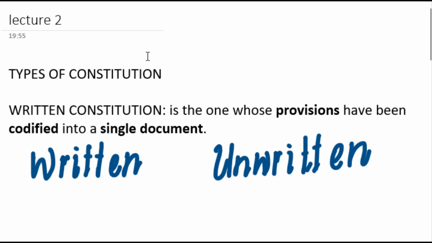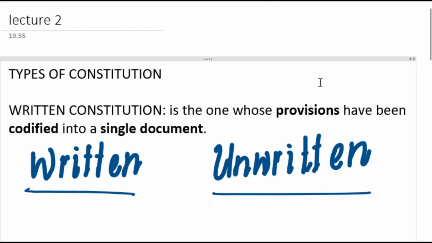Alright, so in this lecture, we are going to look at the two forms of the Constitution, namely the written Constitution and the unwritten Constitution. Now, when we say a written Constitution and an unwritten Constitution, does this mean that the former is written and the latter is unwritten? Well, that's not the case here.